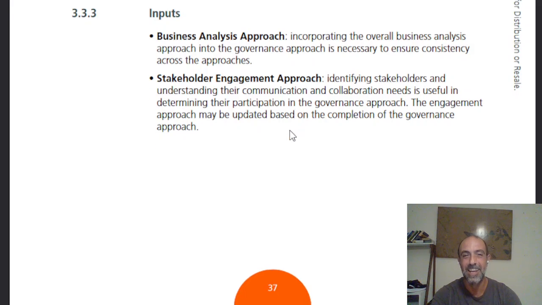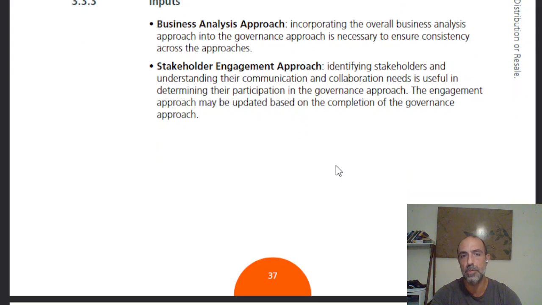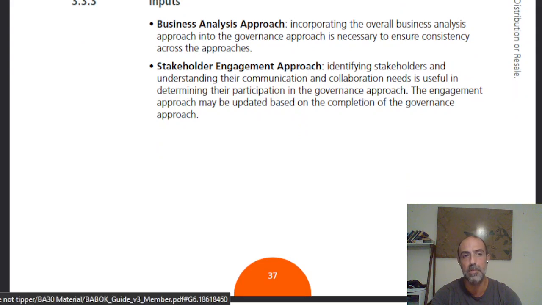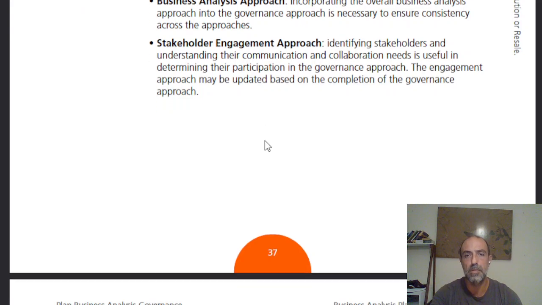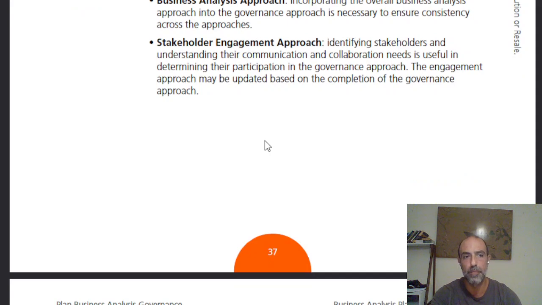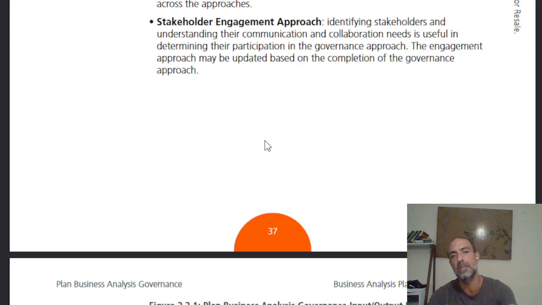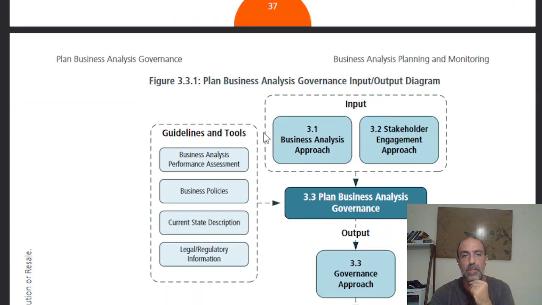So, identifying stakeholders and understanding their communication and collaboration needs is useful to determining their participation. So the stakeholder plan at the beginning is actually what's important, because you can identify using these. And then the engagement approach may be updated based on the completion of the governance approach. So ultimately, everything that completes supports something else to be completed. And as something else is completed, we could go back to what we used to complete it, and we can double check or do something like this.